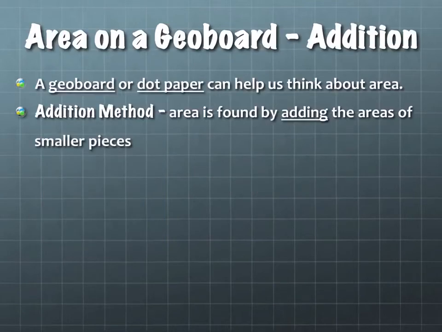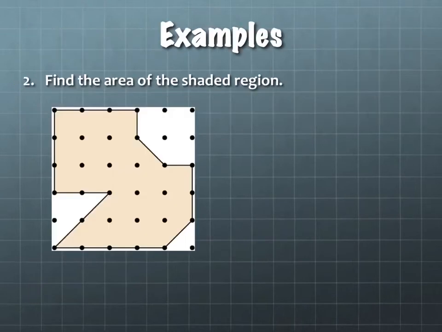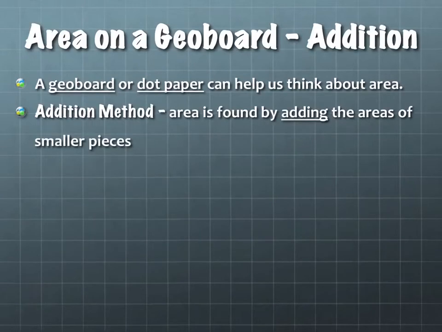But have you ever played with a geoboard before? You guys seen a geoboard? A geoboard looks like, in fact, let me flip over here just so you can see it. It looks kind of like this with those little black dots that are the pegs. Have you seen it when they have pegs and you use rubber bands with it? That's called a geoboard. So a geoboard or dot paper, which is what we're using, can help us think about area. And we're going to look at that area in a very visual way. So the addition method is one of those ways, and the area is found by adding the areas of smaller pieces.